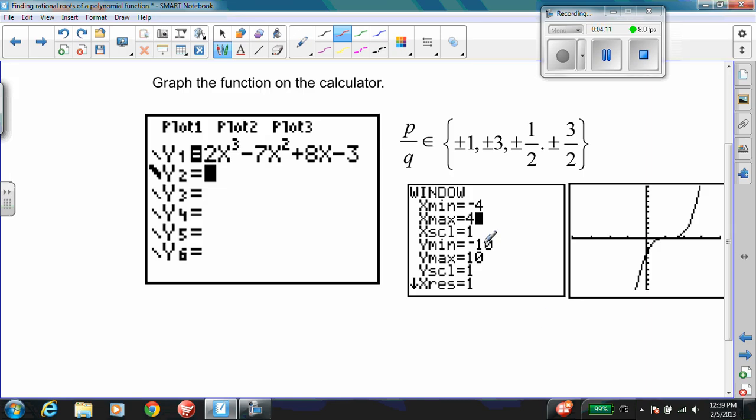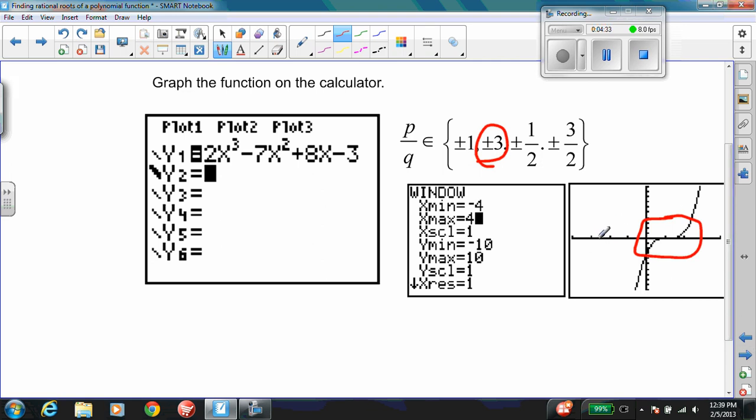And notice when I did the graph, I used my x minimum to be -4 and my x maximum to be +4, and that's because my smallest possible rational root was -3 and my largest possible rational root was 3. And right in here is where it's crossing the x-axis. That's kind of hard to read. So what I'm going to do is adjust my window a little bit.